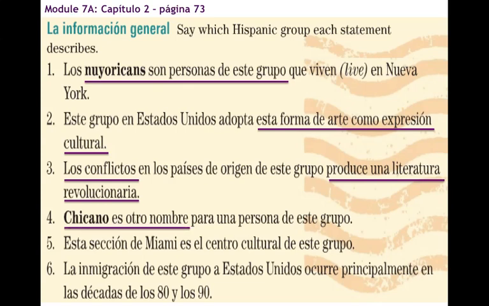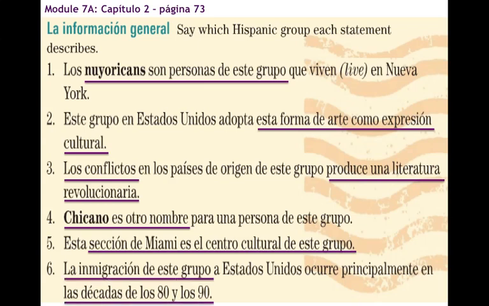4. Chicano es otro nombre para una persona de este grupo. Which group has that name, Chicano? 5. Esta sección de Miami es el centro cultural de este grupo. So which group has a cultural center in a part of Miami? En número 6, la inmigración de este grupo a Estados Unidos ocurre principalmente en las décadas de los 80s y los 90s. So this group immigrated to the US mainly in the 80s and 90s.